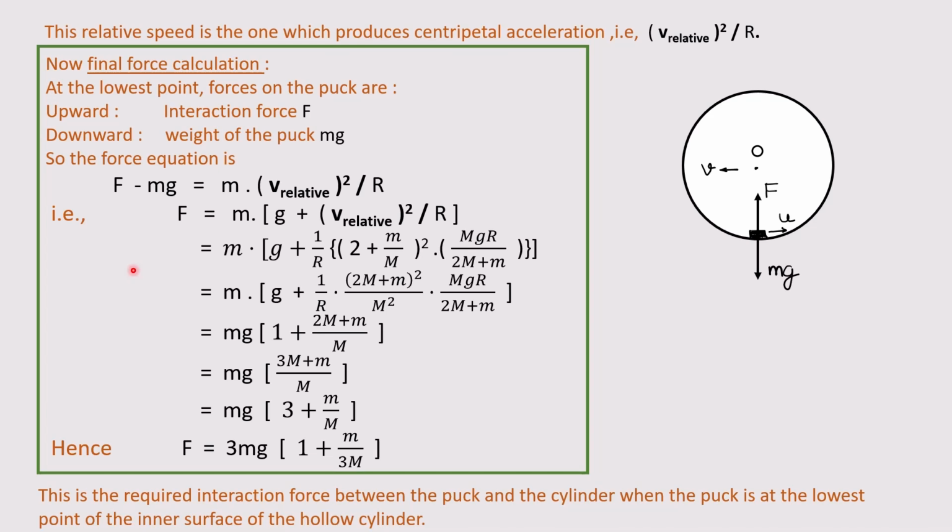It can be written as F is equal to small m into, in brackets, g plus square of the relative velocity upon r, bracket close, and if we put the value of v relative in this equation, then you would get the value of F, and this is equal to F is equal to 3 into small m into g into, in brackets, 1 plus small m upon 3 into capital M, bracket closed, and this is the required interaction force between the puck and the cylinder when the puck is at the lowest point of the inner surface of the hollow cylinder. This is our answer.